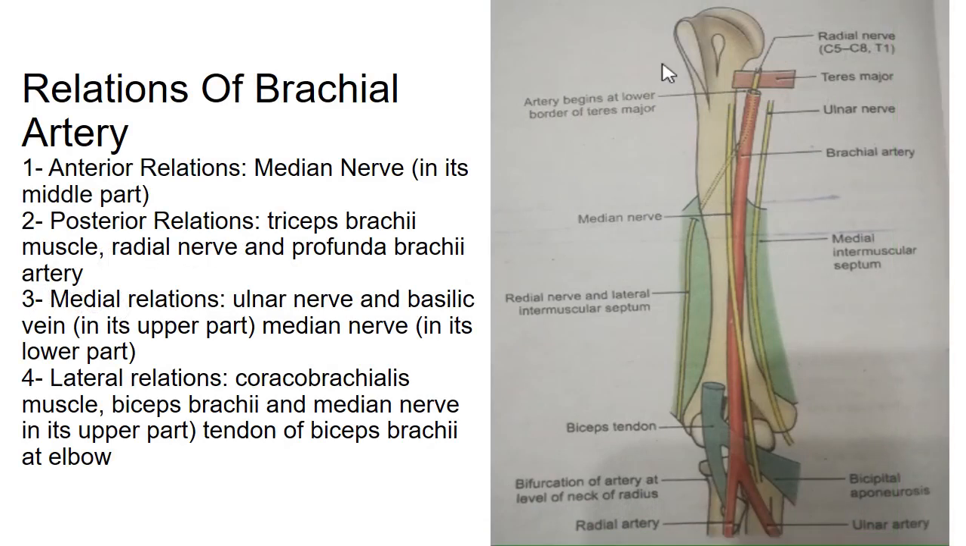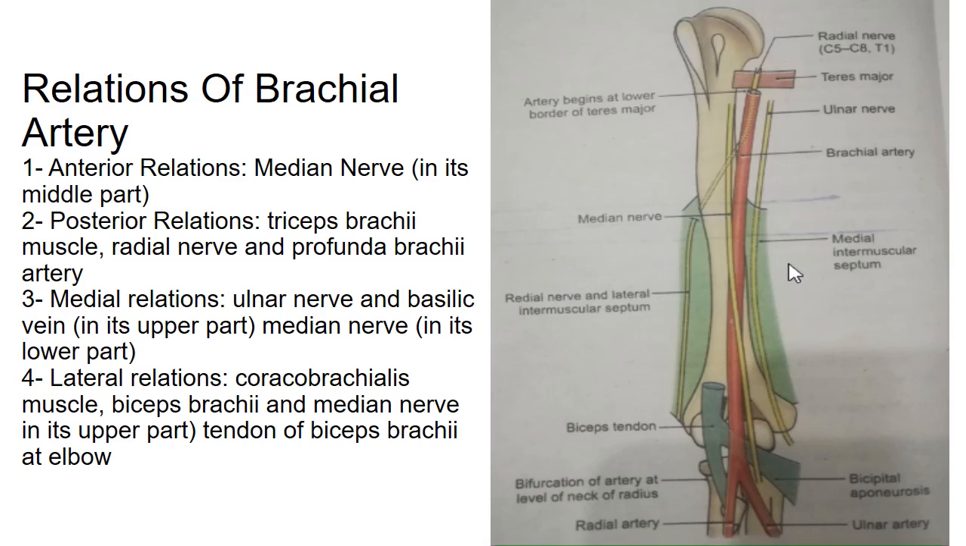Here is an image showing relations of brachial artery with various structures in the arm. As you can see, brachial artery runs downwards and laterally from the medial side of the arm up to the front of elbow. It is superficial throughout its extent. Let us talk about its anterior relations first of all.